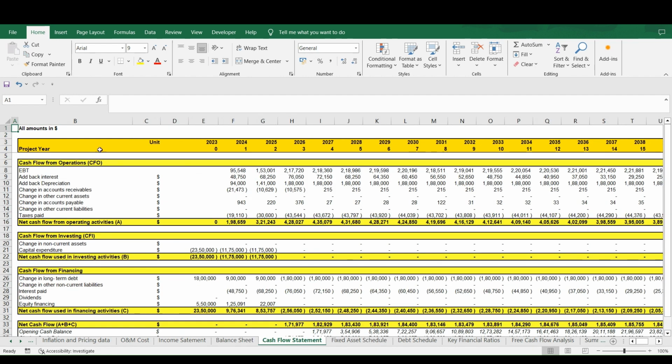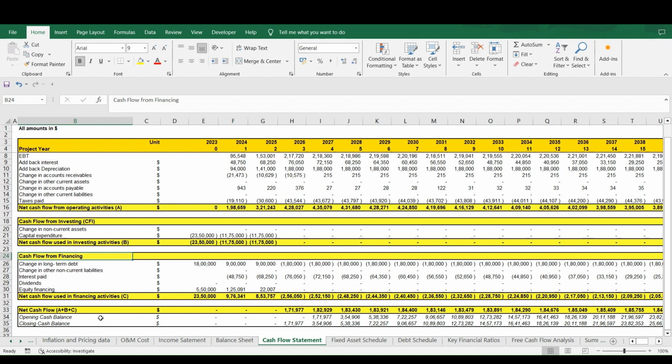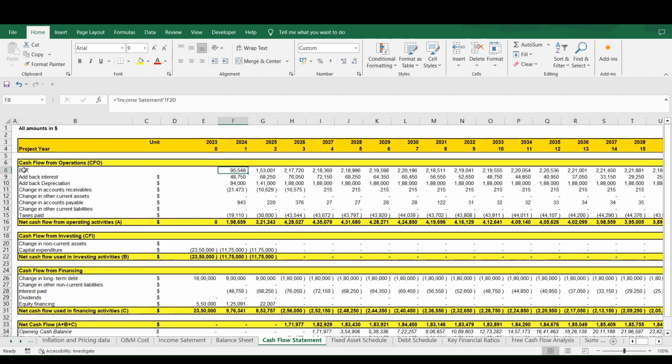And we have a cash flow statement. In the cash flow, we are following the method of three parts. One is the change in cash flow from operating activities. Next is the change in cash flow from investing, and third is the change in cash flow from financing. So here we have our earnings before tax. Then we add back the interest. Then we add back depreciation. Then we take change in accounts receivable, other assets, change in accounts payable, change in current liabilities. If we deduct the taxes paid, then we get our net cash flow from operating activities.